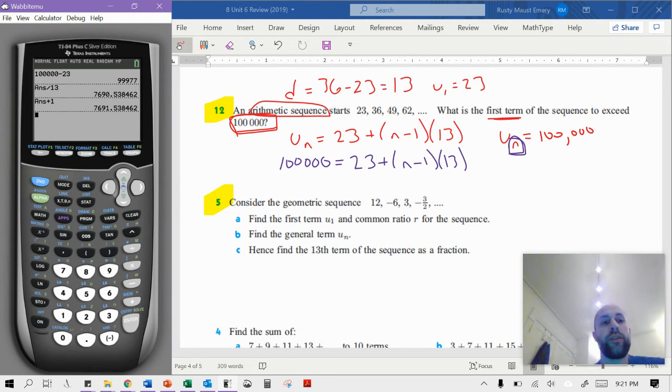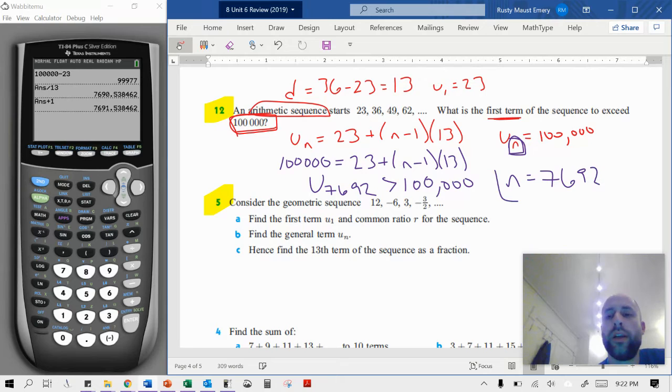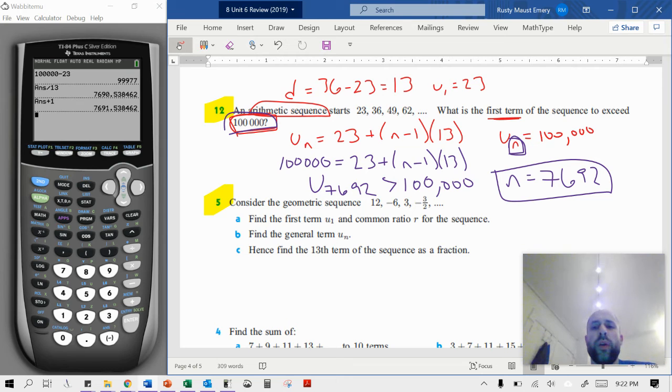So in this case, the term u sub 7,691.538, and so on. Well, there is no term number of that. So the first term to exceed 100,000 would have to be the next term, rounding up, basically. So u sub 7,692 is greater than 100,000. So n equals 7,692. That is the first term of the sequence to exceed the value of 100,000.